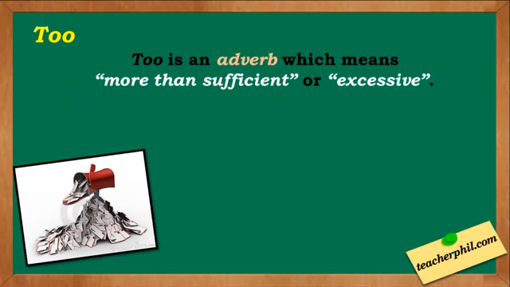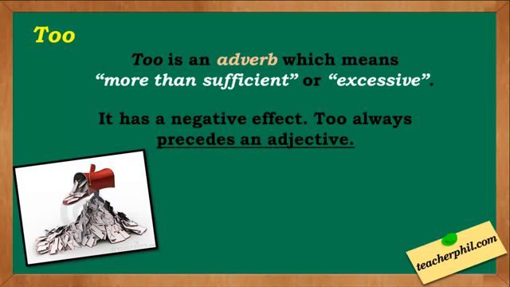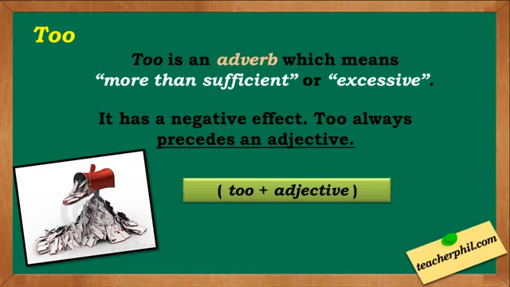Let's start with the first word, too. Too is an adverb which means more than sufficient or excessive. It has a negative effect. Too always precedes an adjective. So we have too plus the adjective.